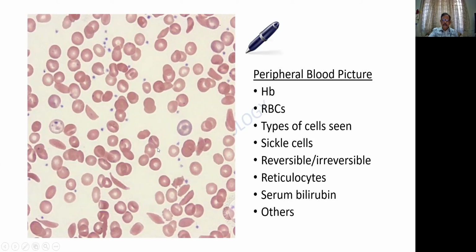RBCs over, WBCs are usually normal unless the patient has some infection. There can be a leukocytosis. But they are all secondary changes and not primary changes in sickle cell anemia.